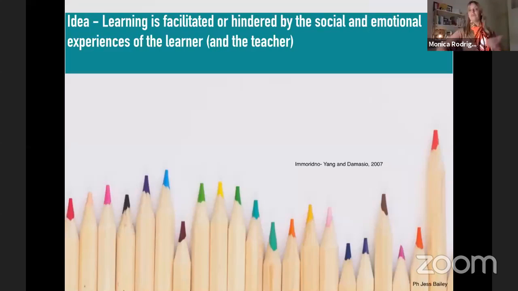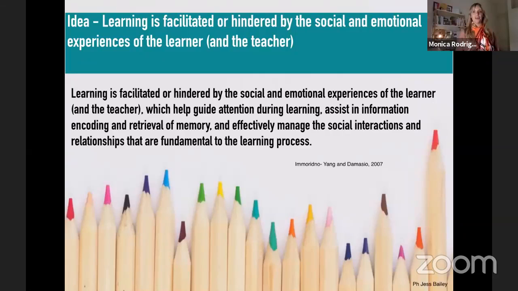And we have some information from research about this idea that learning is facilitated or hindered by social and emotional experiences of both the learner and the teacher, okay? This piece of research I would like to share with you is by one of my favorite authors, Mary Immordino-Yang and Damasio. And one of the conclusions of their research in 2007 was that learning is facilitated or hindered by the social and emotional experiences of the learner and the teacher, which can help guide our attention during learning, assist in information encoding and the retrieval of memory, and effectively manage and regulate the social interactions and relationships that are all fundamental to the learning process, okay?